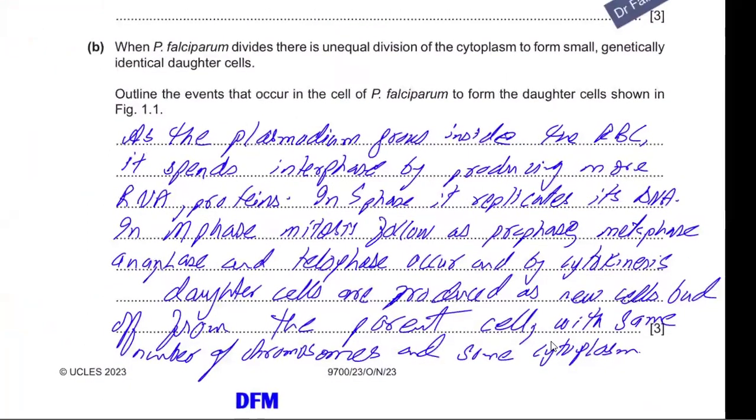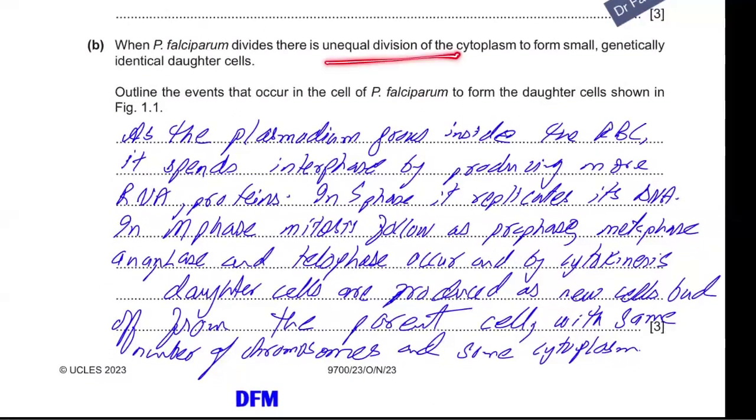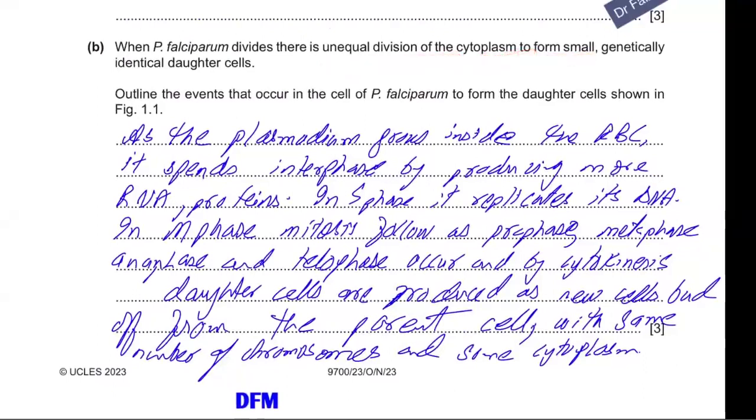Next, they're asking, when P. falciparum divides, there is unequal division of cytoplasm to form small genetically identical daughter cells. Outline the events that occur in the cell of P. falciparum to form the daughter cells shown. Unequal cytoplasm division is occurring. They have mentioned the small genetically identical daughter cells are produced. So as plasmodium grows inside the RBC, it spends interphase producing more RNA and proteins. We include the cell cycle there. In S phase, it will replicate its DNA. In M phase of mitosis, prophase, metaphase, anaphase, telophase occur, and cytokinesis occurs.